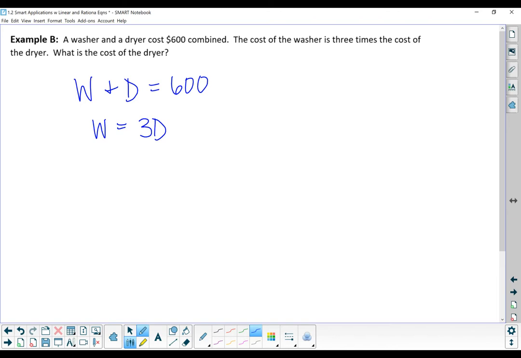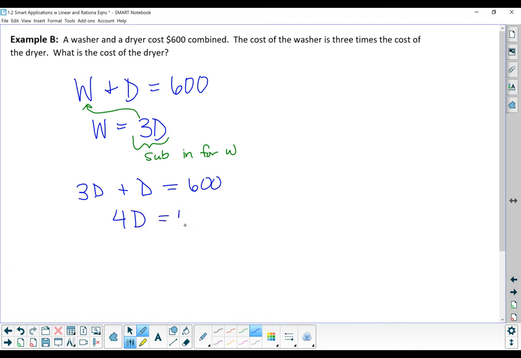So again, I would probably solve this using a little bit of substitution. We know what W is, so we're going to substitute this for W. I'm going to put that in right here. So my equation, now that I'm substituting in, becomes 3D plus D is equal to 600. Or in other words, 4D is equal to 600 when I combine those two together. And now when we divide, we get D is equal to $150. It did ask us what the cost of the dryer was, so that is the correct variable, the correct answer.